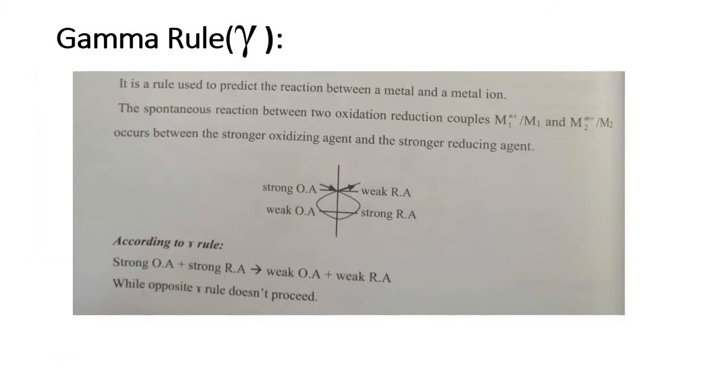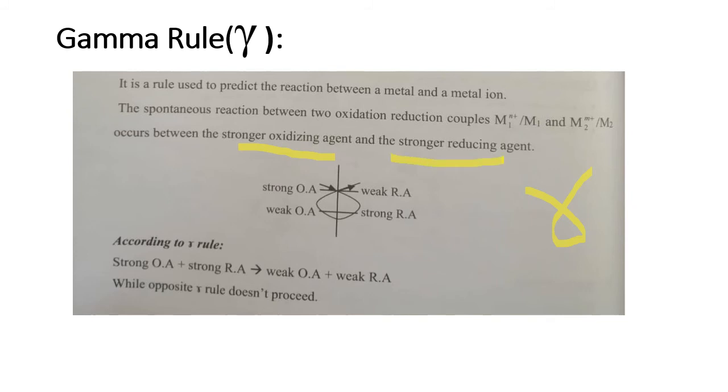Okay, the gamma rule. In the gamma rule, we work on a strong oxidizing agent with a strong reducing agent. The gamma rule is represented by this shape. It means like this. Okay, this is the gamma rule. The gamma rule is used to predict a reaction between a metal and a metal ion. The spontaneous reaction occurs between the two couples Mn+/M and M2n+/M2, between the stronger oxidizing agent and the stronger reducing agent.